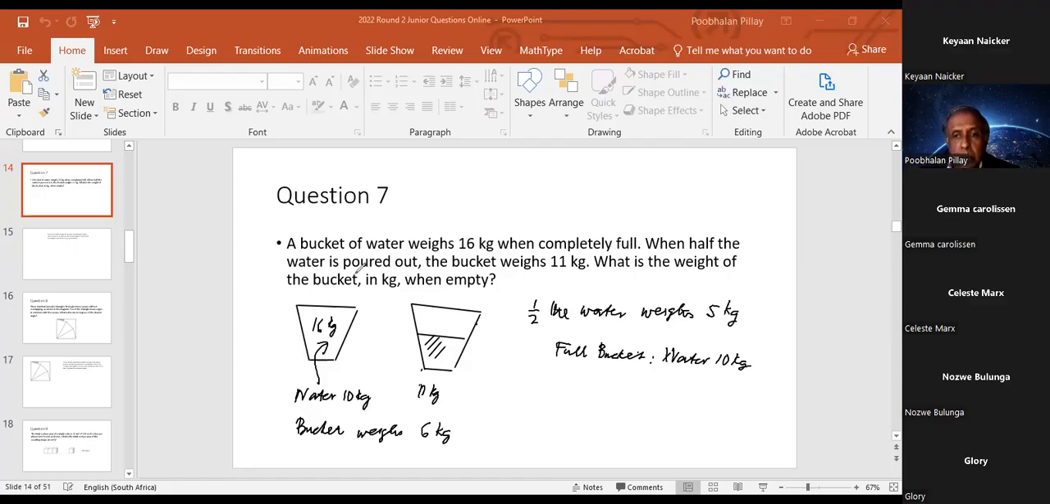Right? So what is the weight of the bucket in kilograms when empty? So that's the answer. If you remove the 10 kgs of water from the 16 kgs, you'll be left with the empty bucket. So it's 16 minus 10. Okay, so that takes us to the next problem.